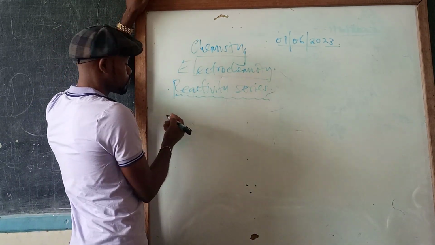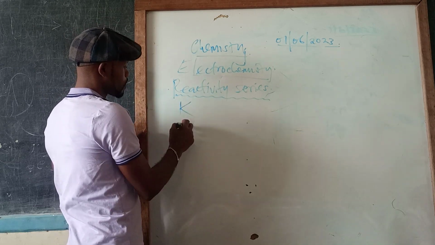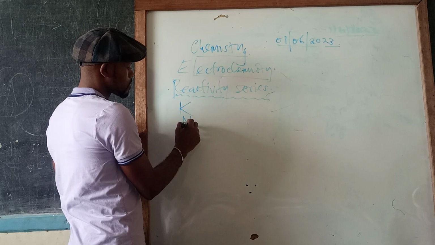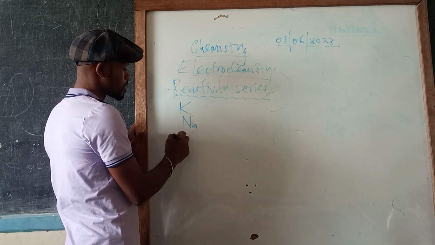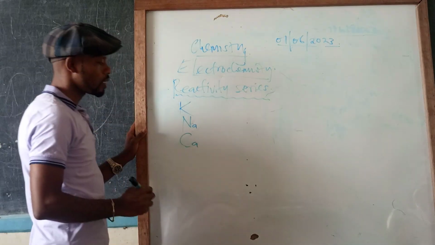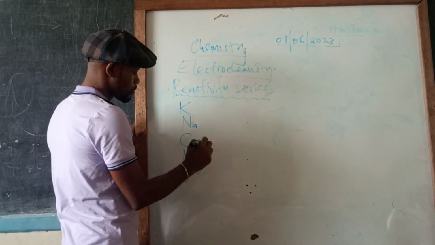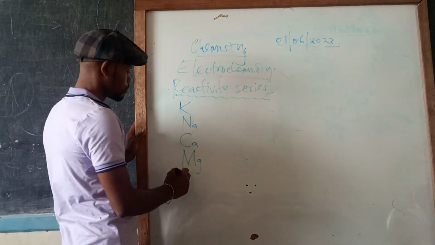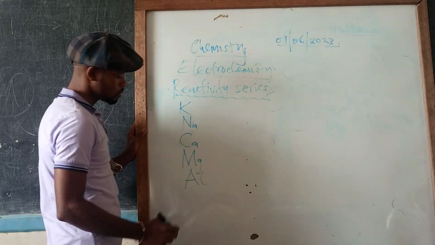At the top we have potassium, followed by sodium. Sodium whose symbol is Na, capital N, small a. We have calcium, capital C, small a. We have magnesium, Mg. We have aluminium, Al. We have zinc.